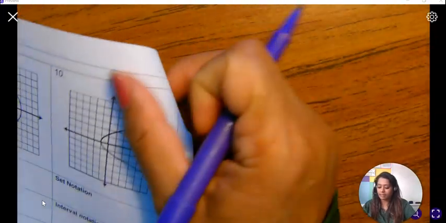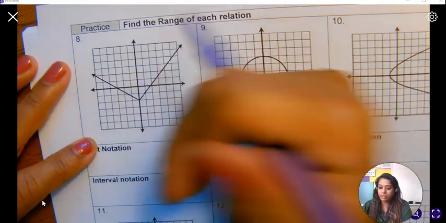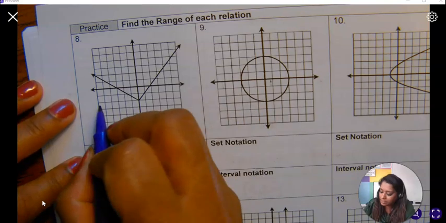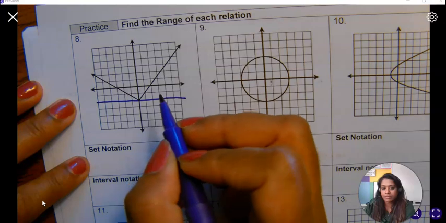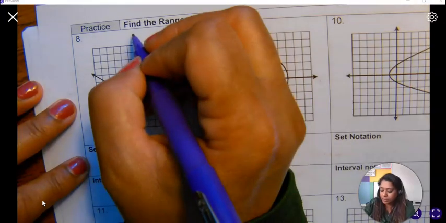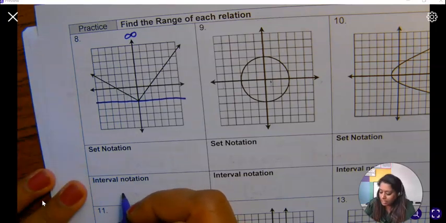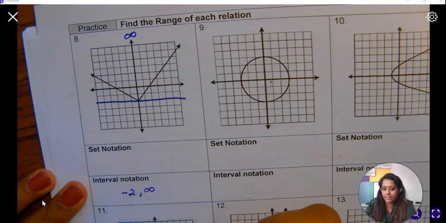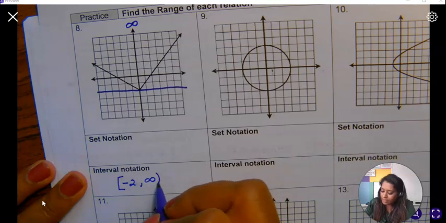But I can't say that for number 8 here because it's not going all the way down, so it's not all real numbers. Let's see. It's starting on the y-axis at -2, and then it's moving up to positive infinity. So my lowest point is at -2, and my highest point is positive infinity. So close bracket and then open.